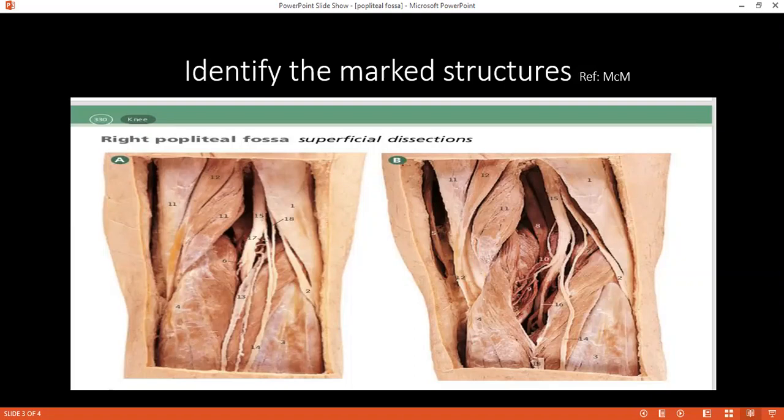What is the deepest structure of the popliteal fossa? Popliteal artery. Yes. So popliteal vein you should have mentioned earlier. Okay. Can you please tell me how the knee joint is formed?